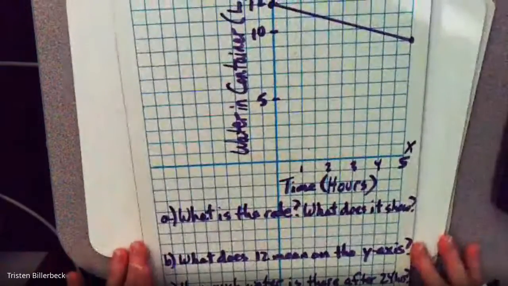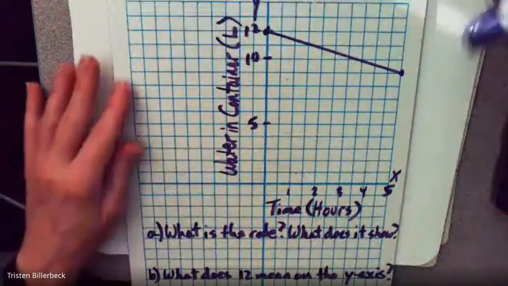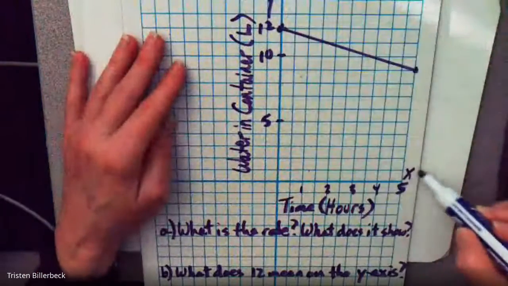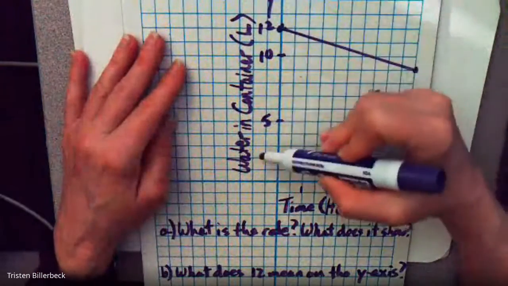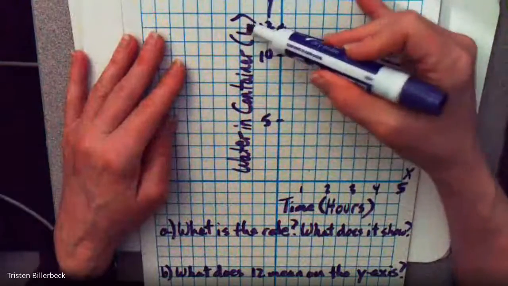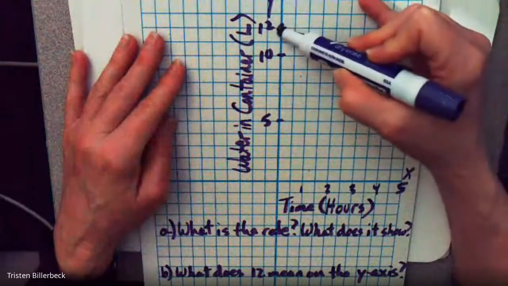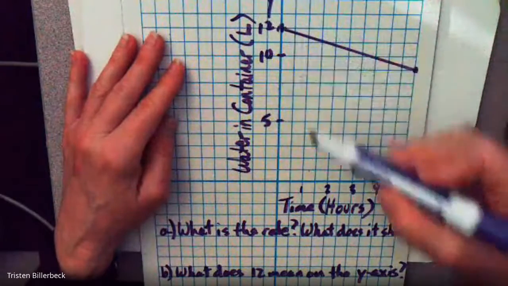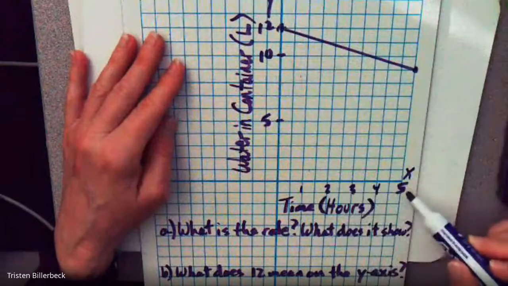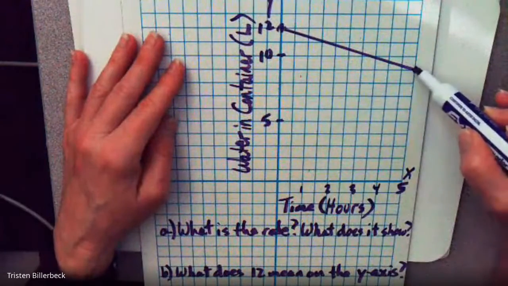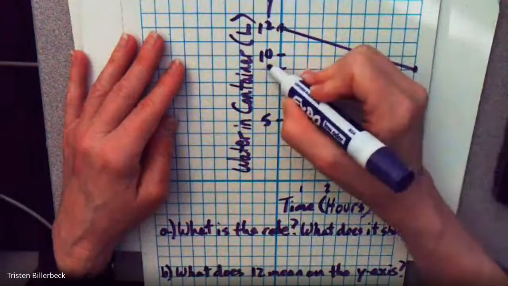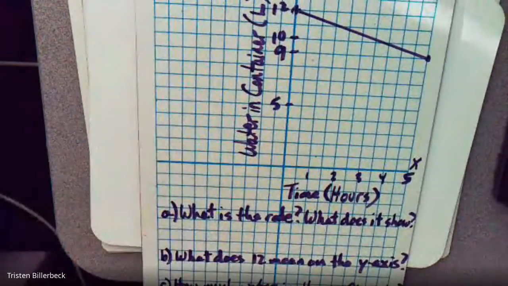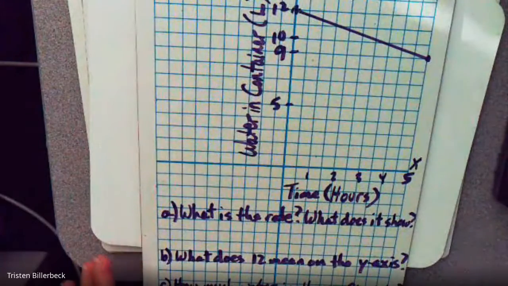Okay, so this one, we were given a graph. So we have a graph here, we have y and we have x. And y is water in a container in liters. So apparently it starts at 12, and over time, 1, 2, 3, 4, 5 hours, it arrives at about 9. Okay, so it says, what is the rate and what does it show?